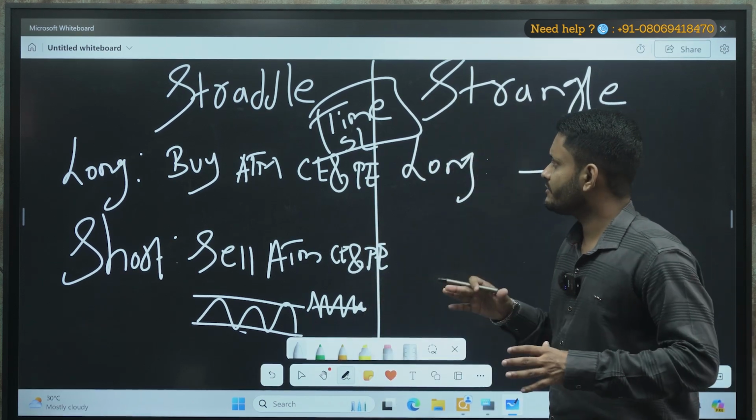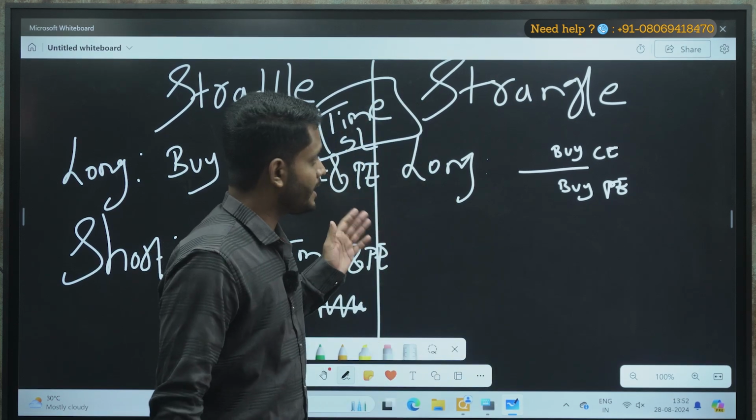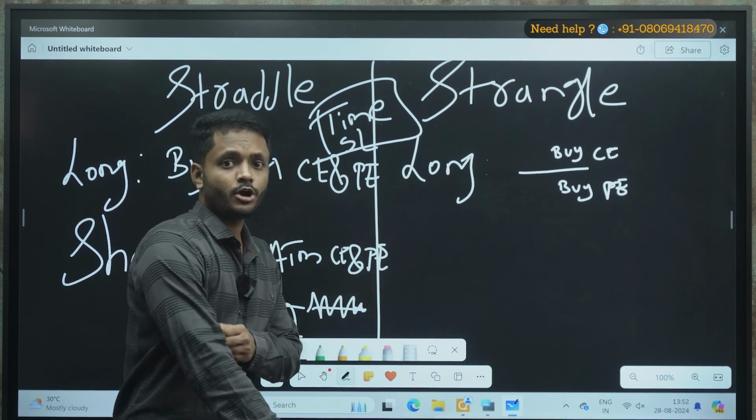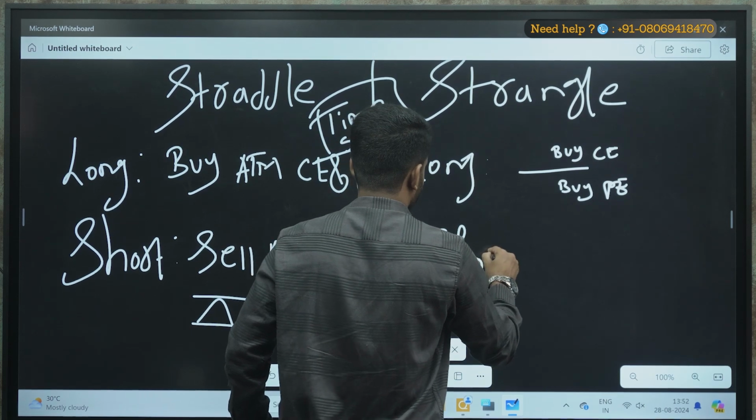Okay, so this is a very important thing which you have to keep in mind, because when you are going long in straddle and strangle, you are buying both call and put. If the market oscillates in a range, definitely you are bound to make losses. Okay, and what is short strangle?